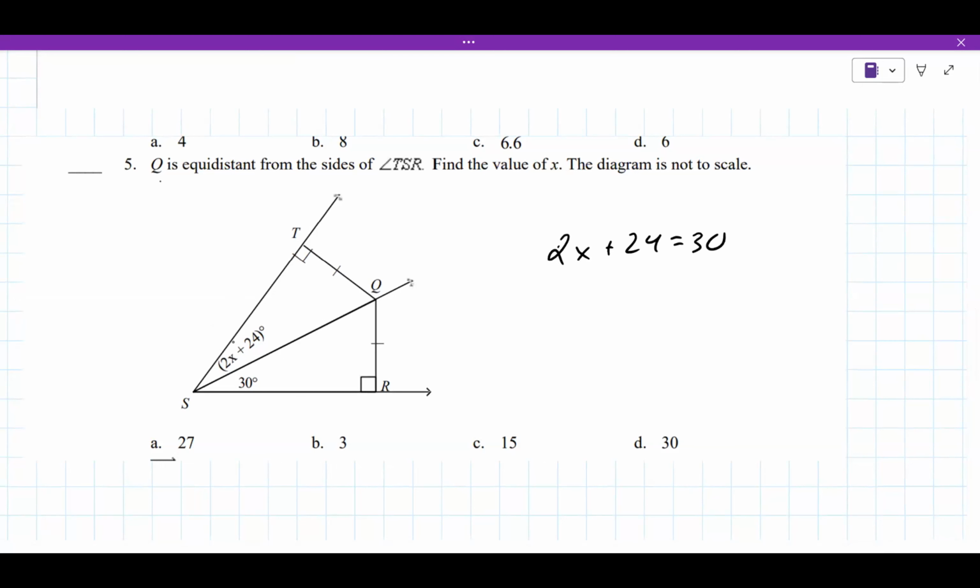Could you try solving that for us, please? Yeah. 2x plus 24 equals 30. First thing I want to do is subtract 24 from both sides, which gives me 2x equals 6. Divide both by 2, gives me x equals 3. So x equals 3, and B would be the answer. There you go. Good. So here's another problem like that.